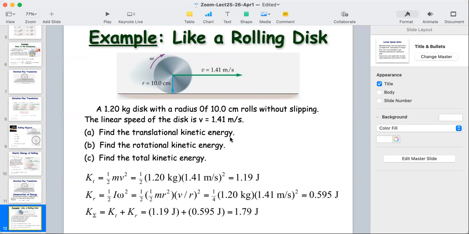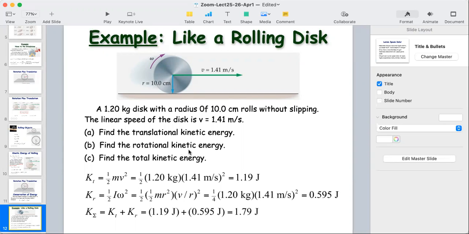Translational kinetic energy, I know that is K_T equals 1/2 m v squared. So 1/2, I have the mass of the disc, which is in kilograms, which is fine for me. Velocity, I have the velocity 1.41 meters per second. Units are good. I can just use it as it is, squared. So it comes out to 1.19 joules, which is the unit for the energy.